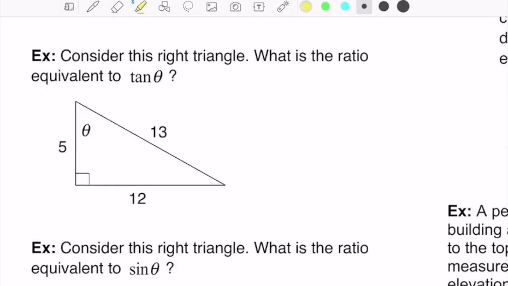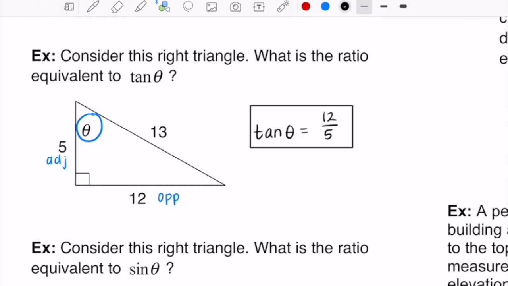So the first one here says, consider this right triangle. What is the ratio equivalent to tangent of theta? So you want to start by circling your reference angle, and then you'll recall that tangent is opposite over adjacent. In this triangle, the 12 is the side that's opposite theta, and the 5 is the side that is adjacent to theta. And so tangent is equal to opposite over adjacent, and so that gives us enough information to answer the question. So the tangent of angle theta would be equal to 12 over 5, opposite over adjacent. Tangent does not use the hypotenuse, so the value 13 is not used in this question.